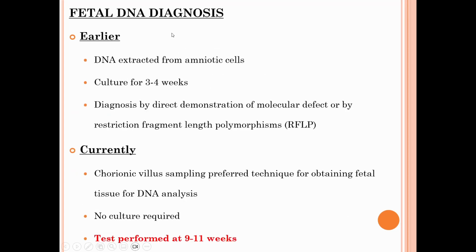Fetal DNA diagnosis. Okay, so here earlier DNA was extracted from amniotic cells cultured for 3 to 4 weeks, diagnosis by direct demonstration of the molecular defect or by restriction fragment length polymorphism, that is known as RFLP. But currently chorionic villus sampling is the preferred technique for obtaining fetal tissue for DNA analysis. There is no need for culture and the test is performed at 9 to 11 weeks. So they will ask you in MCQ when you write your NEET PG, what is the time when you will do the chorionic villus sampling, that is CVS. It has to be 9 to 11 weeks.